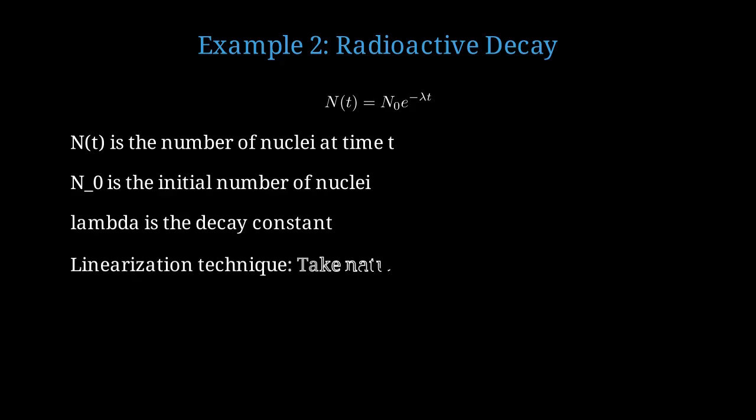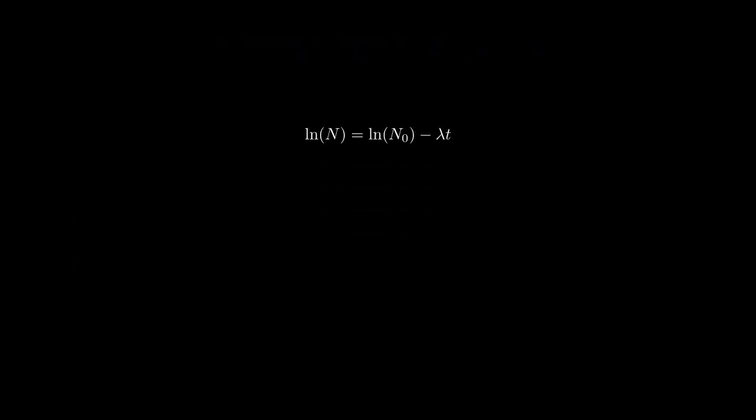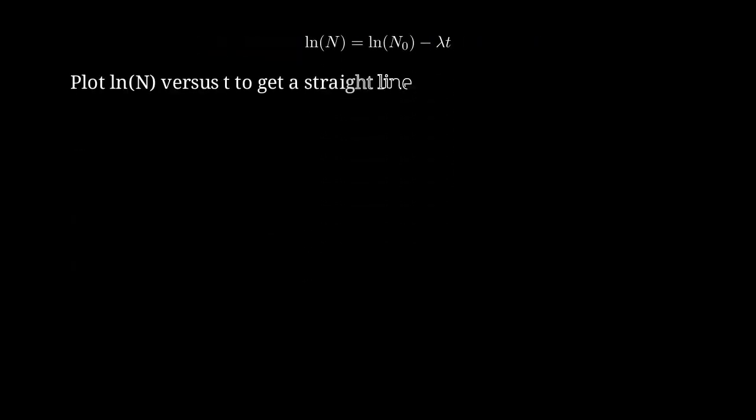To fit exponential data, we often use a linearization technique. Take the natural logarithm of both sides. This gives us ln of N equals ln of N0 minus lambda t. This is now a linear equation. If you plot the natural log of N versus time, you should get a straight line with slope negative lambda.